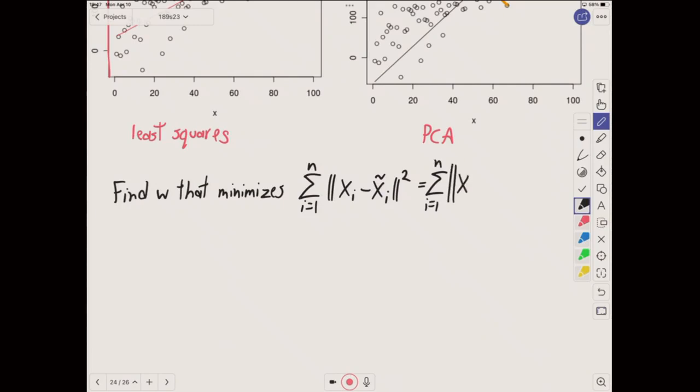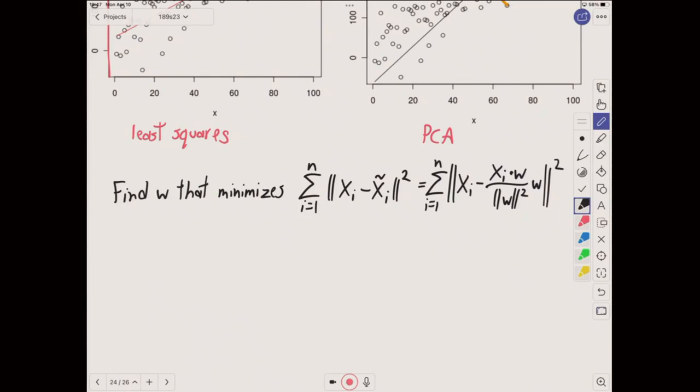Well, what is x tilde i? It is xi dot w over the length of w, times w. Again, I'm not going to assume w is a unit vector, so I have to divide by w length again. So that's what I want to minimize.